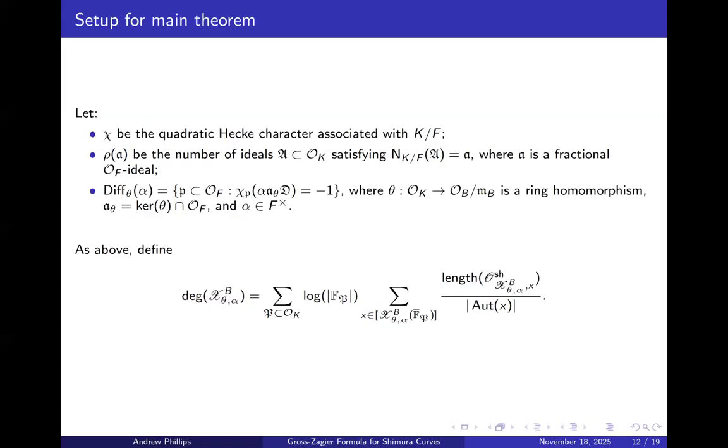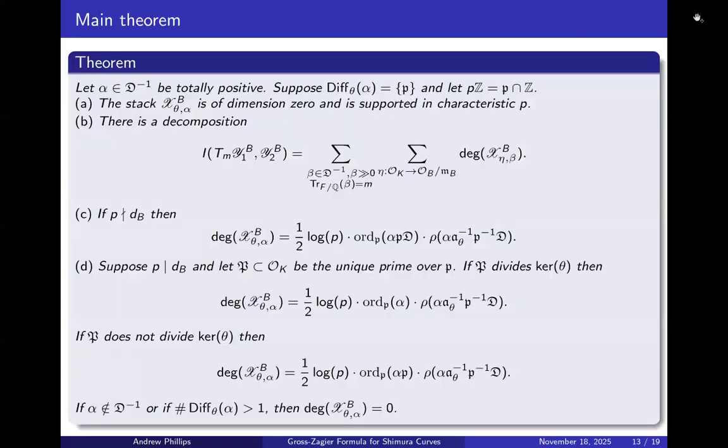Okay, so here's the kind of thing that I want to compute in the end. Just a reminder of what this degree looks like. We're summing over all primes of O_K, and then summing over all geometric points over this F_p bar, the length of the local ring over the order of the automorphism group. Just to point out, this group is certainly finite, because if you think about what automorphisms look like for these pairs A1, A2, they're just going to correspond to pairs of units in K1 and K2, and there are finitely many of those. Okay, so here's the main result.